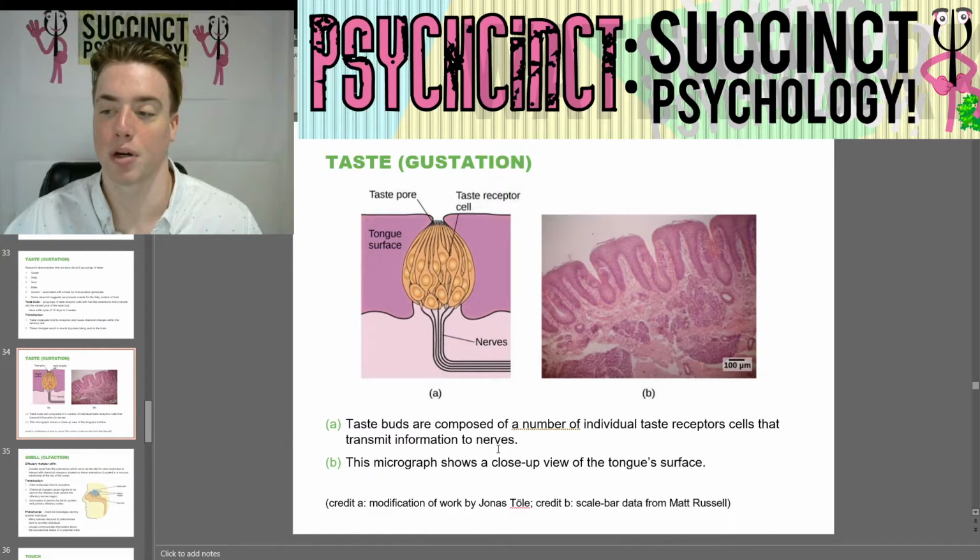So taste buds are composed of a number of individual taste receptor cells, as you can see here, that transmit information to the nerves. So tongue surface, taste pore, so you're eating something, that's where your taste receptor cells detect the taste and it sends nerves to transmit information to the brain. So this micrograph, figure B, shows a close-up view of the tongue surface. This is a little cartoon drawing, but this is what it actually looks like, which looks kind of gross, if I'm being honest.